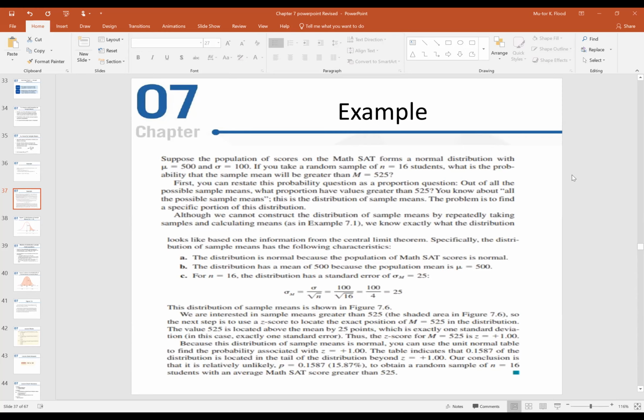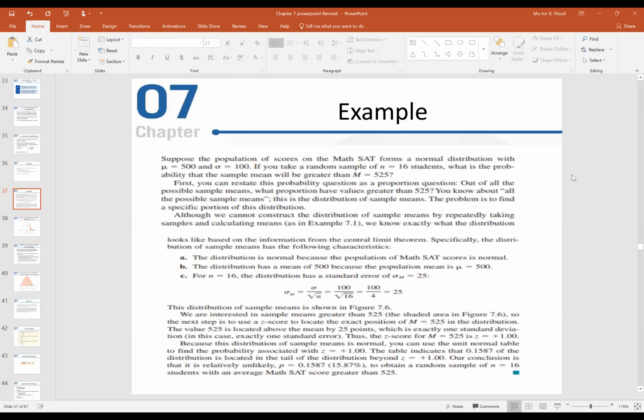What we're interested in is the sample means greater than 525. So the next step is to use a z-score to locate the exact position of a sample mean of 525 in the distribution. The value 525 is located above the mean by 25 points, which is exactly one standard deviation, in this case exactly one standard error. Thus, the z-score for a sample mean of 525 is z equals 1.